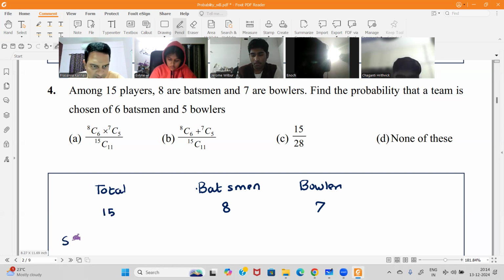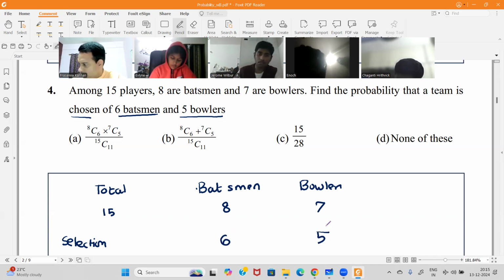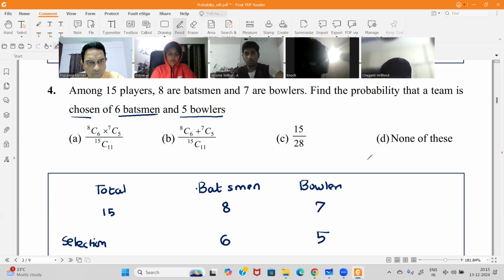Now we want to make a selection, right? I want to choose 6 batsmen and 5 bowlers. Let's say one of them is a keeper. So I want to select 6 batsmen and 5 bowlers for my team. Let's say we are selecting a cricket team. Now, what is the probability of the team having 6 batsmen and 5 bowlers?